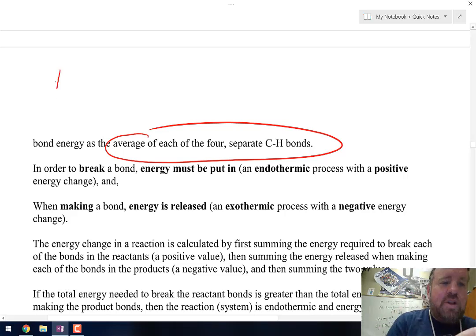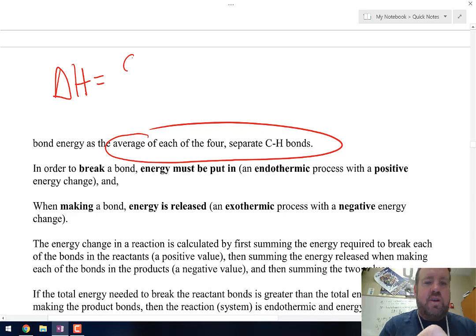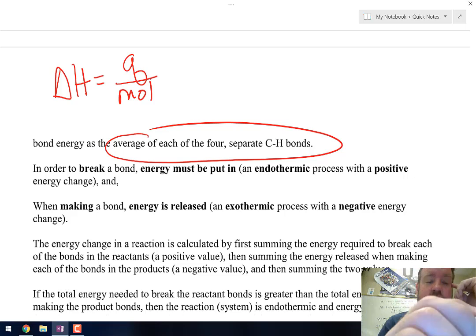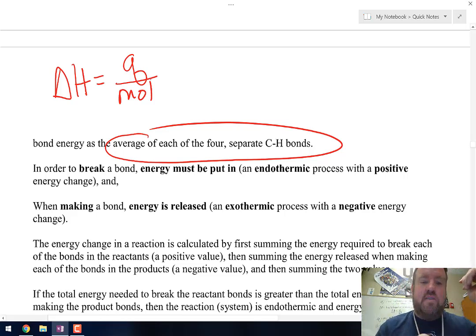Now here's the key. We've learned one way to calculate the enthalpy change for a reaction is to take the Q value and divide by the moles. You can use Q equals MC delta T to get the Q value. You can then divide by the moles, and that gives you the delta H. If delta H is positive, we know it's endothermic. If delta H is negative, we know it's exothermic.